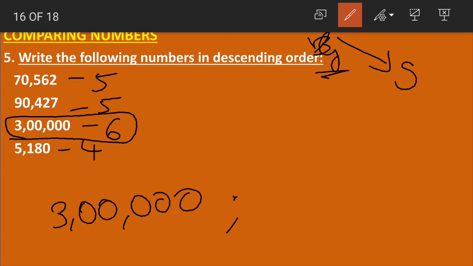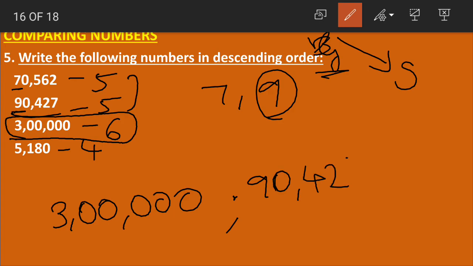Then what is the second greatest number? We have two numbers with the same number of digits, which is 5. After 6 comes 5, right? Now among these two, which is the greater number? How do we find out? We compare the digits in their highest place values. We have 7 and 9. Which is the greater number here? 9 is the greater number. So 90,427 becomes the next greater number.